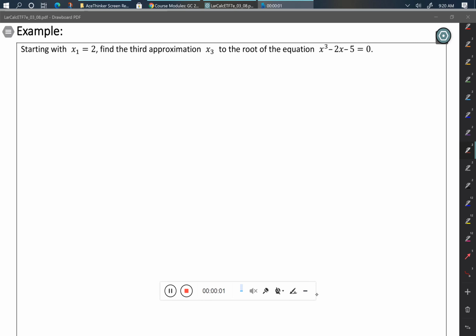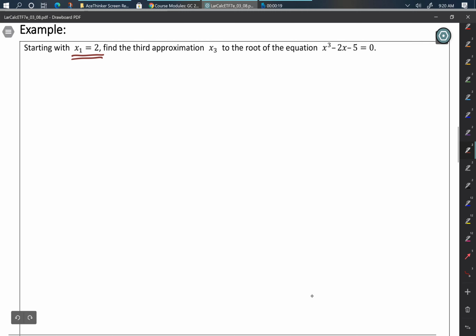All right, so here we go with part 2 of section 3.8. We're going to do an example of Newton's method. All right, so our first example is, and they gave us our initial x value here, so that's nice. Starting with a first value for x of 2, find the third approximation, that is x sub 3. When we talk about approximations, the third approximation means x sub 3. The ninth approximation would mean x sub 9, right?